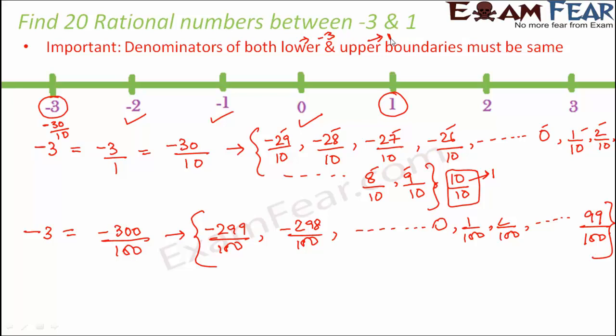Minus 3 is minus 3 by 1. 1 again is 1 by 1. So their denominators are the same. So it is very important that their denominators remain the same. Only then you will be able to locate rational numbers like this.